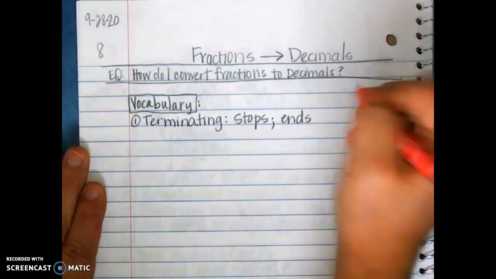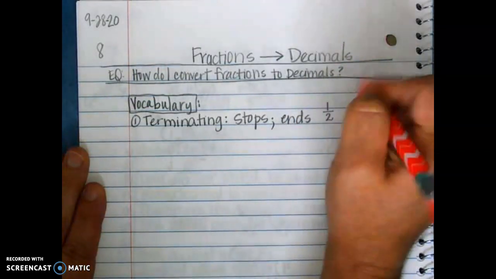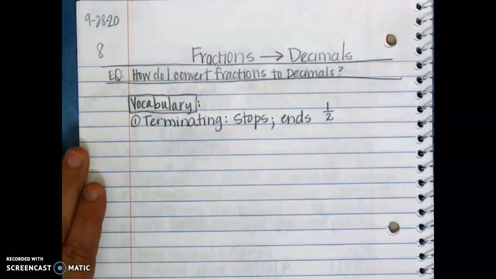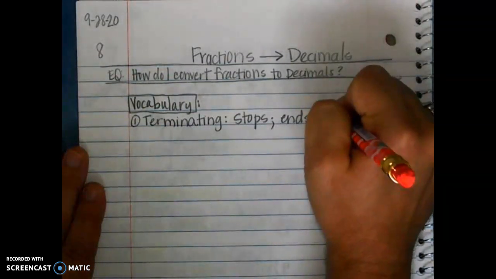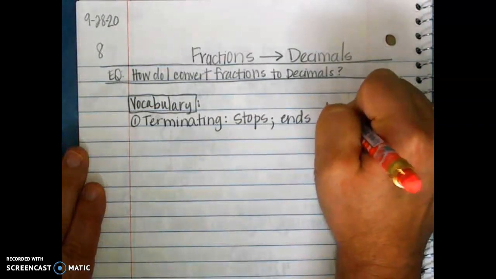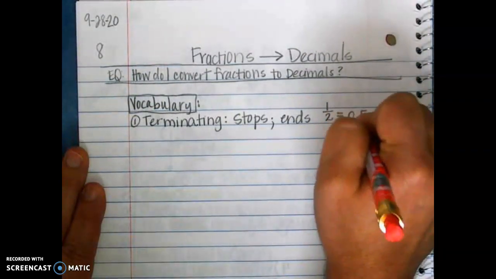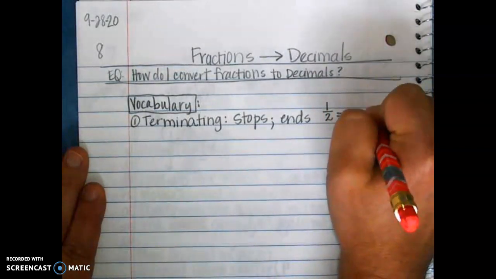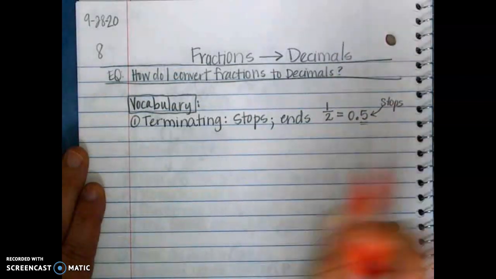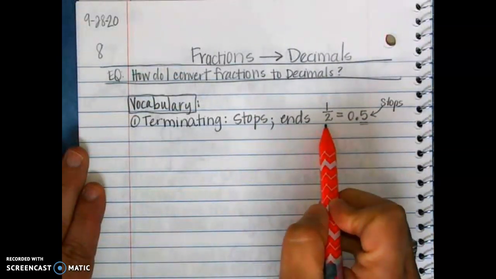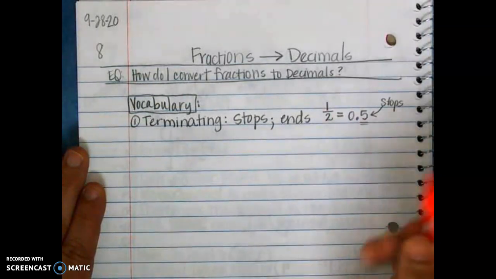For example, if I were to take my fraction 1/2 and turn it into a decimal, I would use division, and I can show you that division in our notes down at the bottom. It would come up to this decimal 0.5, and this 5 would be the last number. And so that means that it stops or ends. So 1/2 converts or changes into a terminating decimal, okay?